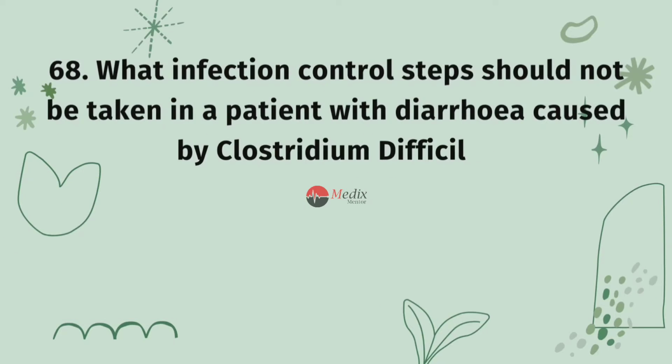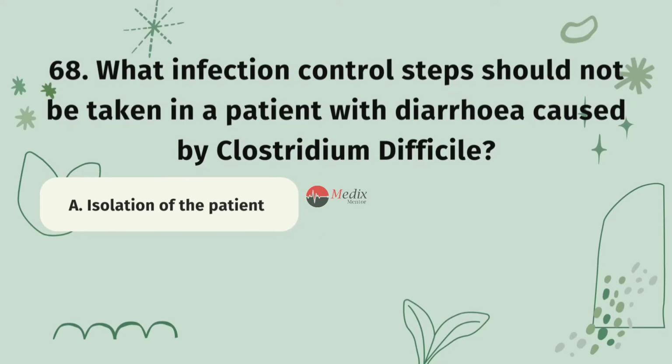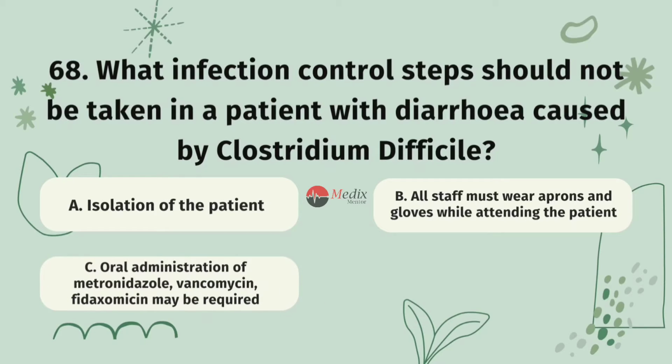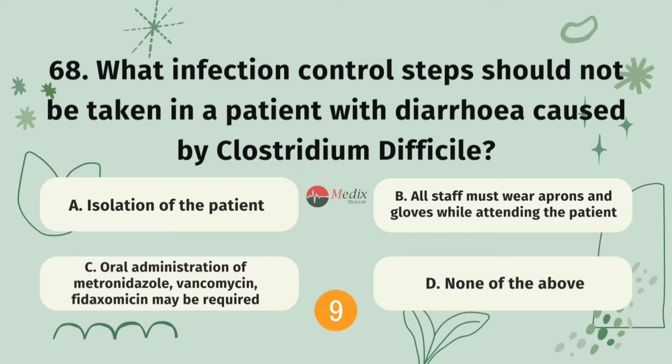Question 68. What infection control steps should not be taken in a patient with diarrhea caused by Clostridium difficile? Option A, isolation of the patient. Option B, all staff must wear aprons and gloves while attending the patient. Option C, oral administration of metronidazole, vancomycin, fidaxomicin may be required. Option D, none of the above. The correct answer is D.